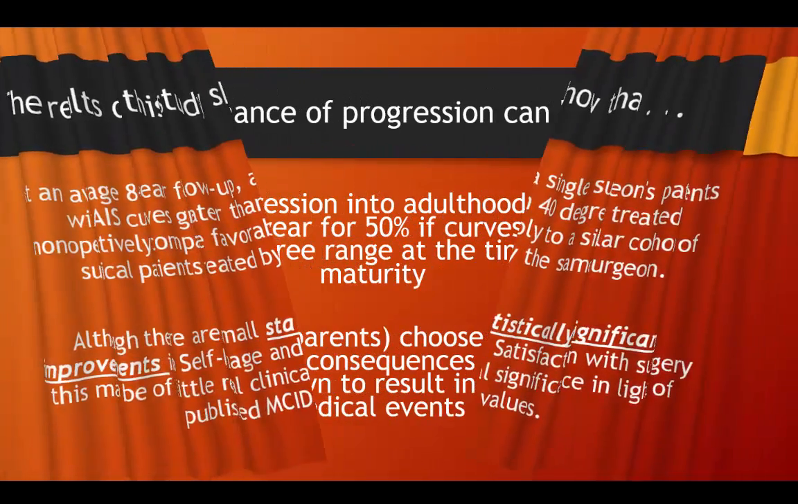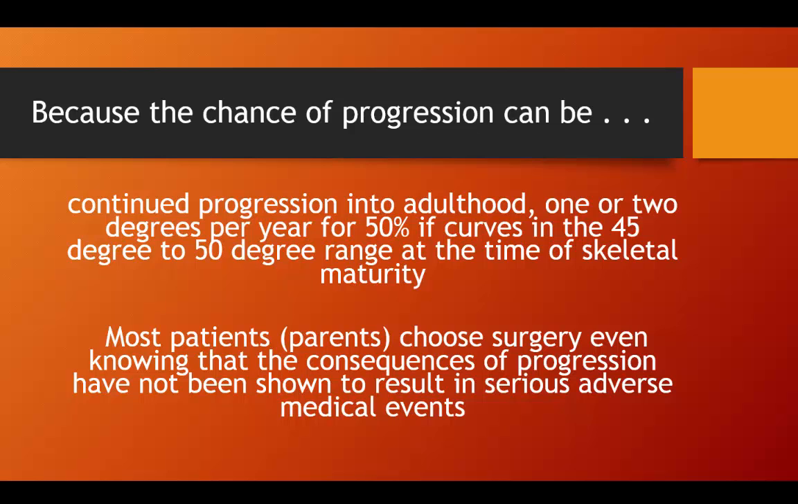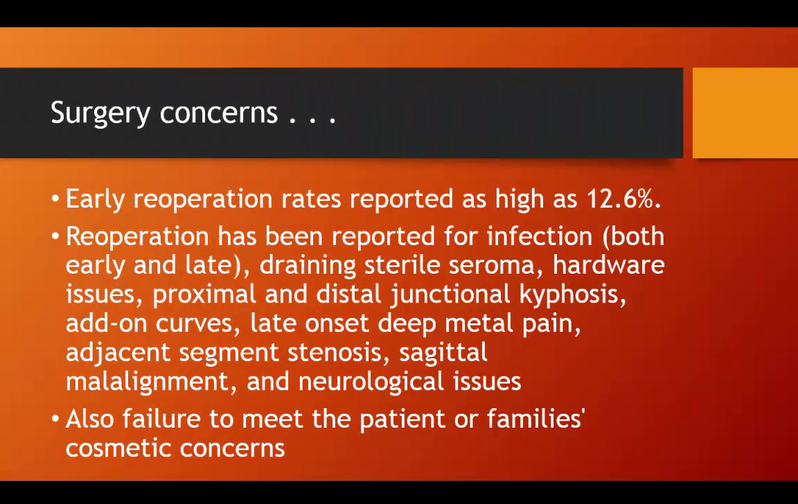Now, because the chance of progression can be 50% if curves are in the 45 degree to 50 degree range at the time of skeletal maturity, with continued progression into adulthood of 1 to 2 degrees per year, most patients' parents choose surgery even knowing that the consequences of progression have not been shown to result in serious adverse medical events. It is important then to contrast the option of non-surgery with surgery. Early reoperation rates are reported as high as 12.6%, and reoperation has been reported for infection, draining sterile seroma, hardware issues, proximal and distal junctional kyphoses, add-in curves, late-onset deep metal pain, adjacent segment stenosis, sagittal malalignment, and neurological issues. Also, there is failure to meet the patient or family's cosmetic concerns.